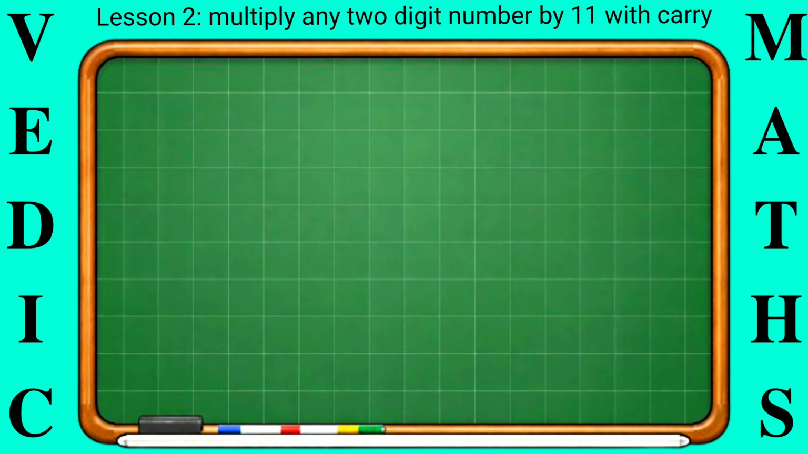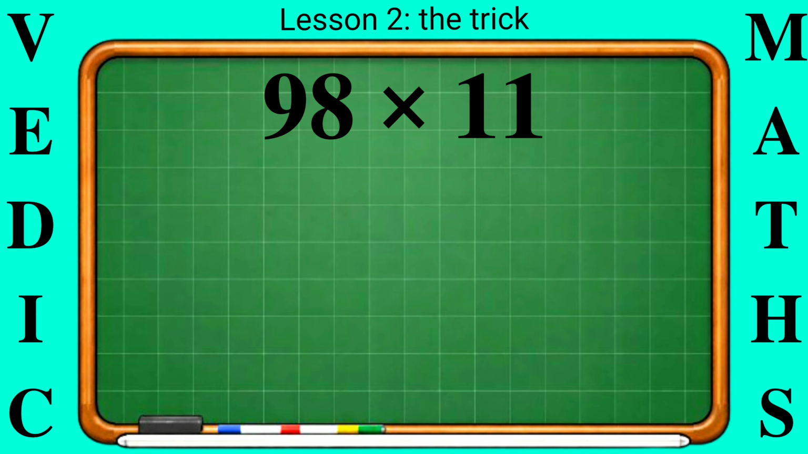Welcome to lesson 2 of the Vedic maths course. If you haven't watched lesson 1, then please do watch it. Anyway, let's see this question. As you know, we learned in lesson 1 how to multiply any two-digit number by 11. But this question is a bit different. Here it asks to multiply 98 by 11.